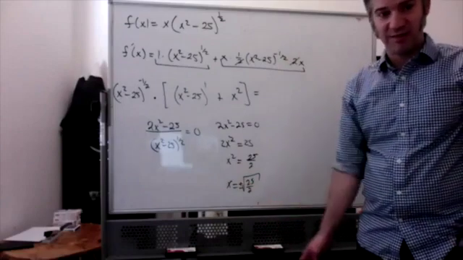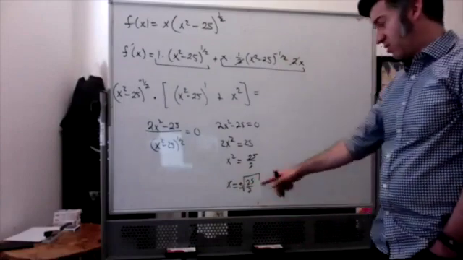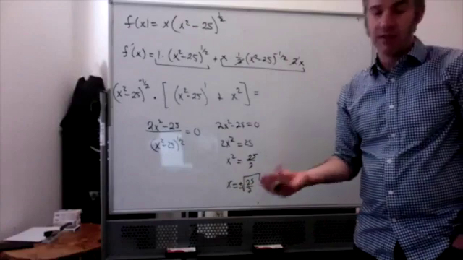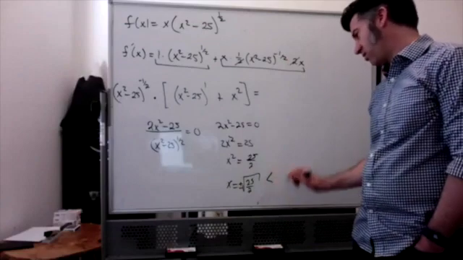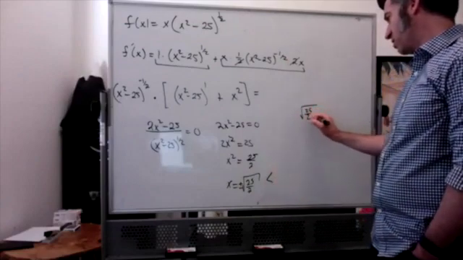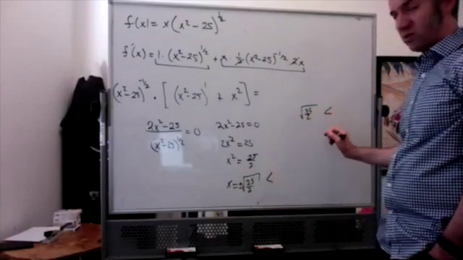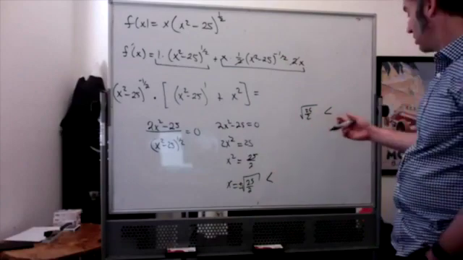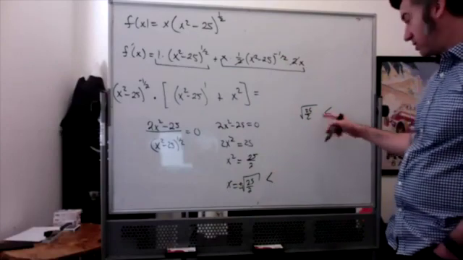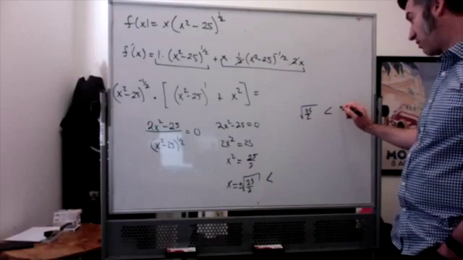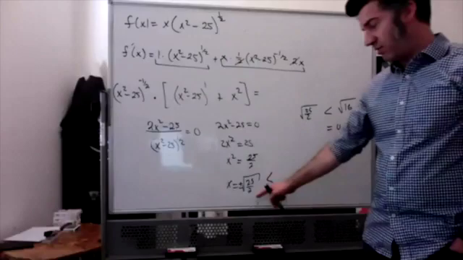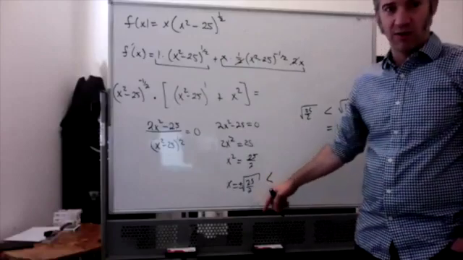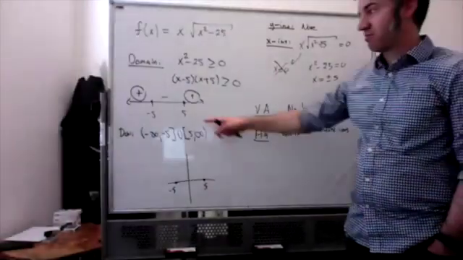So here's the thing about this number. 25 over 2 is 12 and a half. And the square root of 12 and a half is less than or equal to the square root of 16, which is 4. Here's the problem. This number is 4 and negative 4. It's not in the domain.